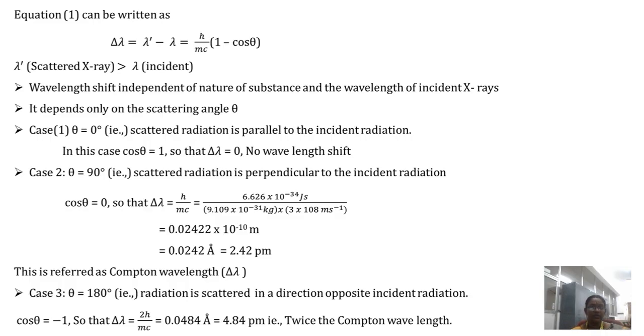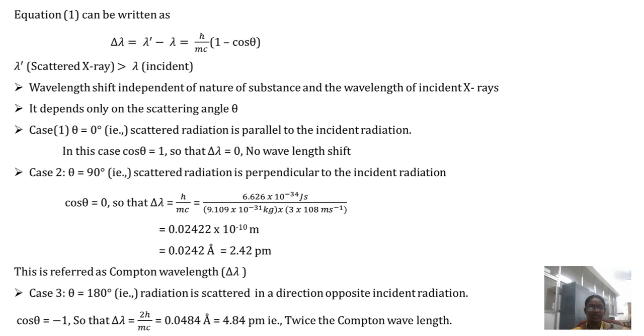If theta is equal to 0 degree, the scattered radiation is parallel to the incident radiation. In this case, we have cos 0 as 1, so that delta lambda will also be equal to 0. No wavelength shift takes place.